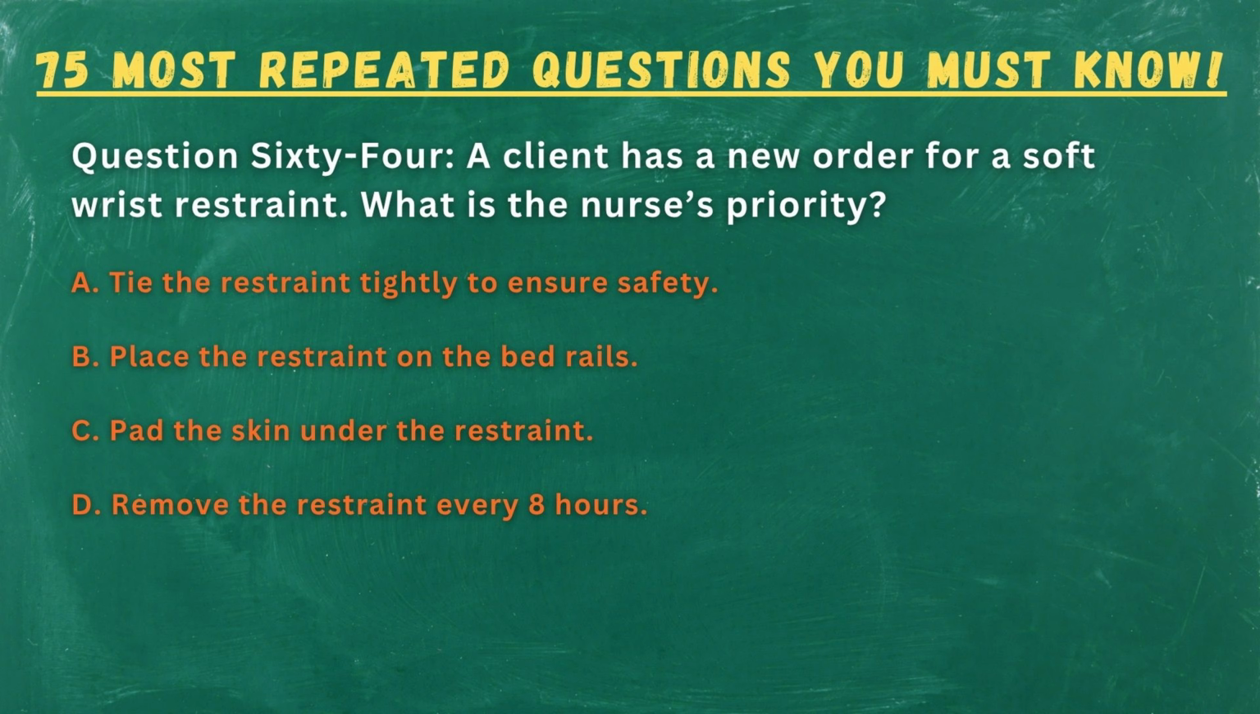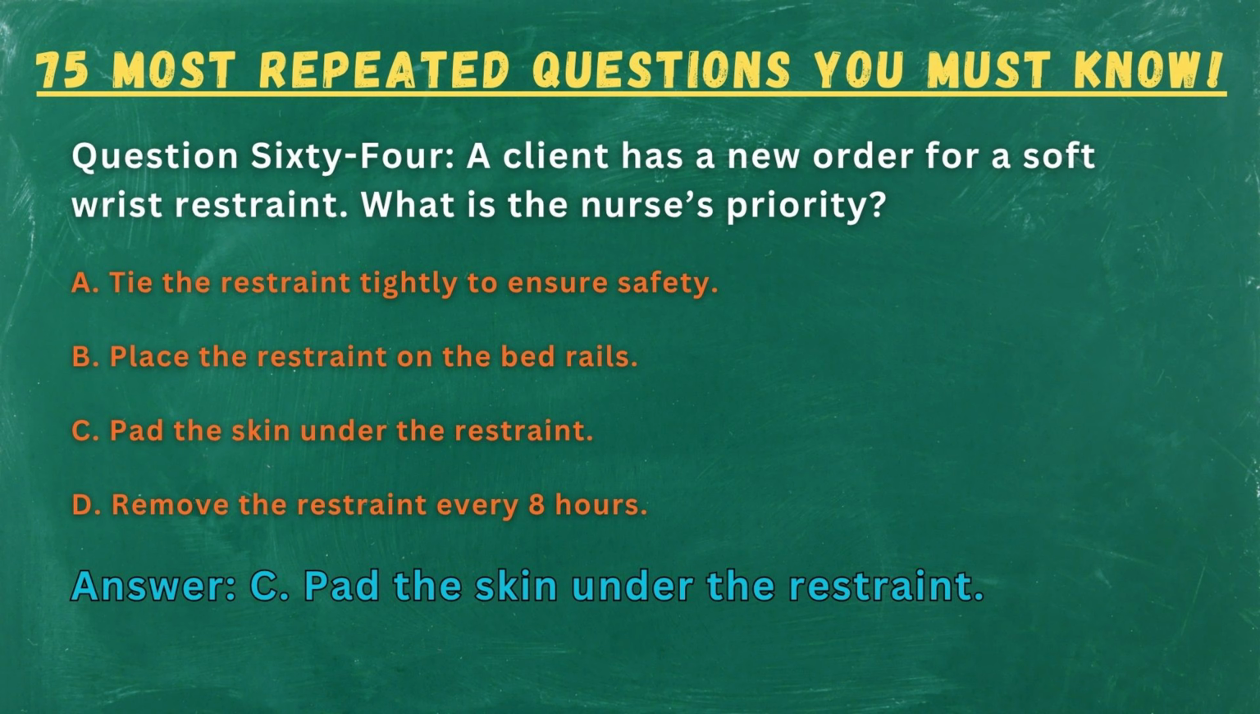Question 64. A client has a new order for a soft wrist restraint. What is the nurse's priority? A. Tie the restraint tightly to ensure safety. B. Place the restraint on the bed rails. C. Pad the skin under the restraint. D. Remove the restraint every 8 hours. Answer: C. Pad the skin under the restraint.